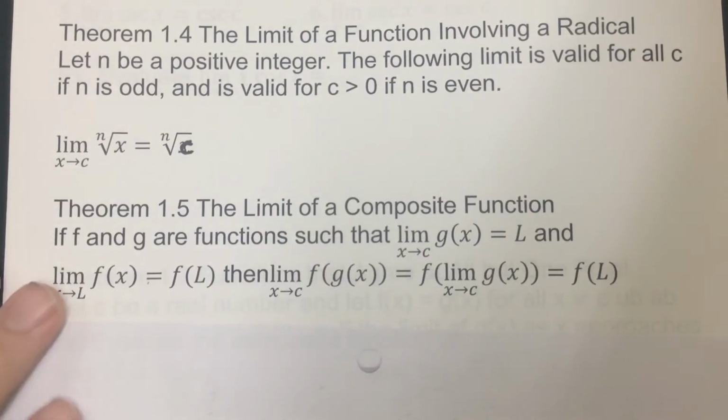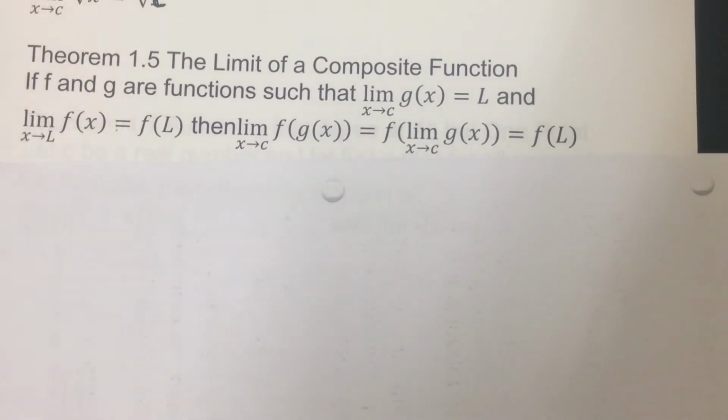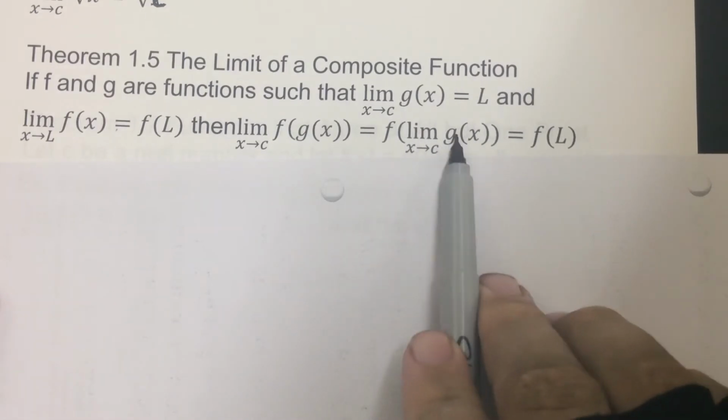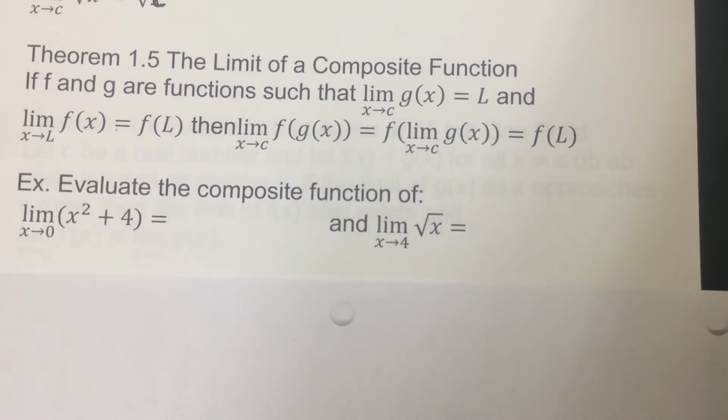We also get into composites. So what we're going to do is find the limit of the inside function first, and then what that limit is goes in for the outside function. So find the limit of the inside first. Whatever that limit is, we put it into the outside function, and we get our answer.